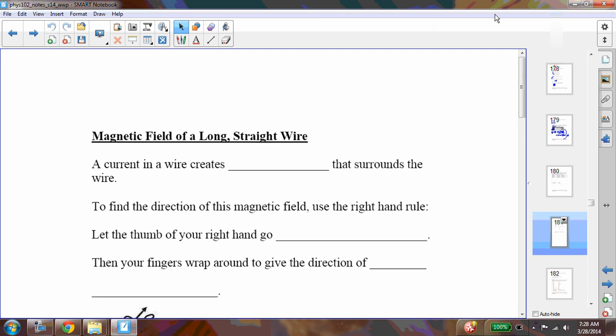Okay, now let's look at the magnetic field of a long straight wire. This will be our final application of the right-hand rule. We've already seen this, or rather it's been sort of implied: a current in a wire creates a magnetic field that surrounds the wire.